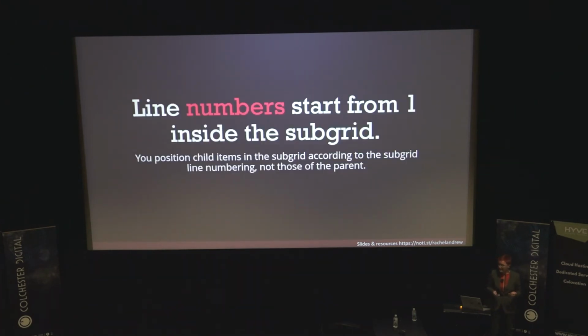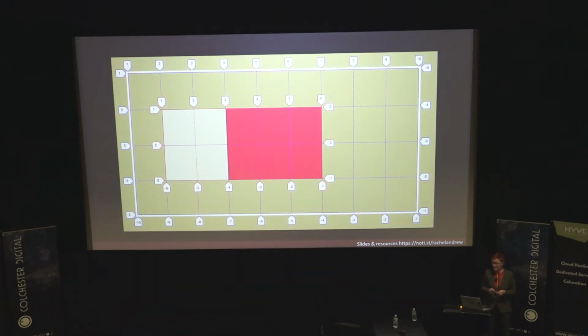So a few little bits and pieces about subgrids. Line numbers start from 1 inside the subgrid, exactly the same as they do with a normal grid. And it would be very confusing if they didn't, because you'd have to be always knowing exactly where it was on the parent to be able to place things. So you can see there the line 1 on the subgrid is actually on line 2 of the parent. So everything inside the component is just referring to its own subgrid.